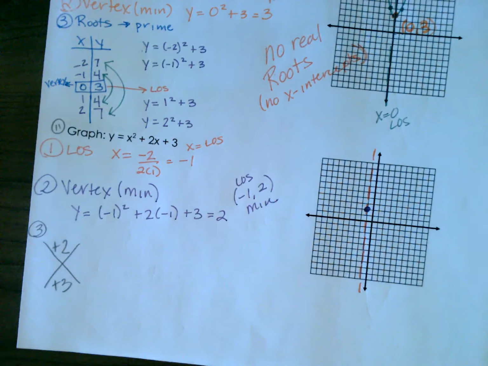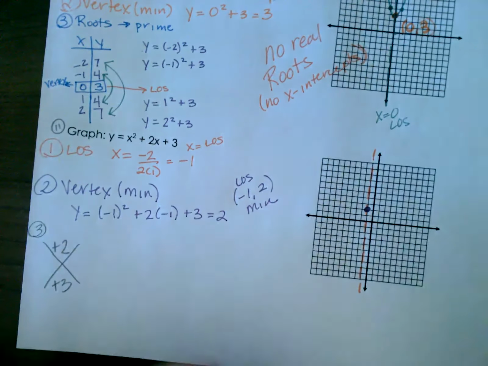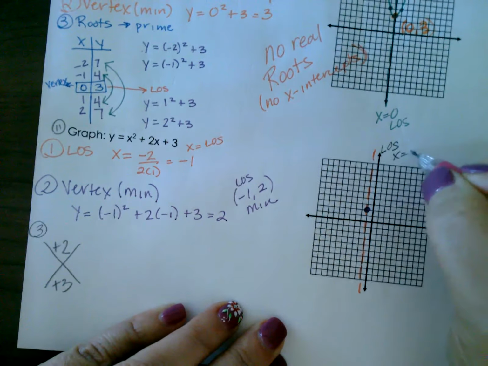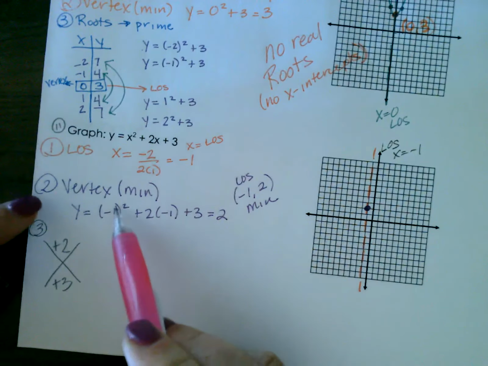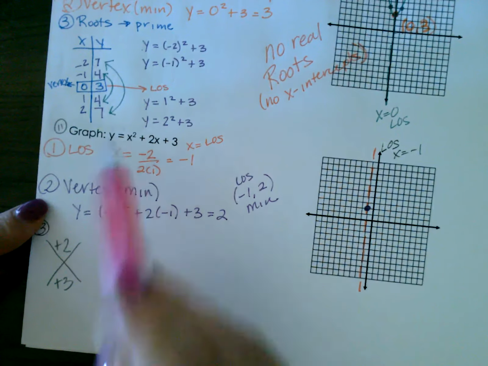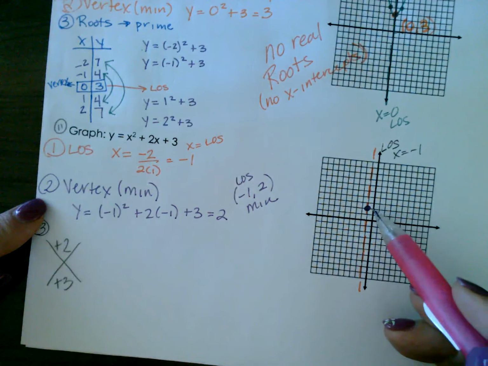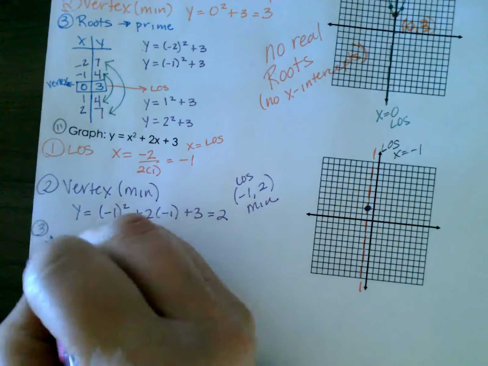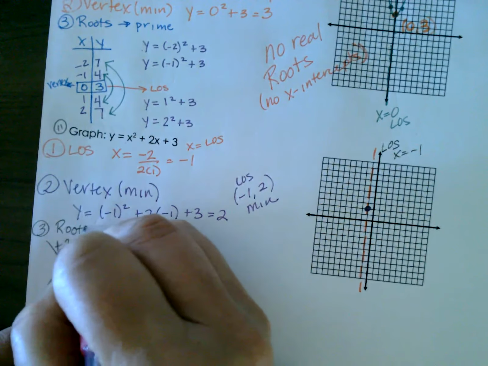All right, I asked you to start this next problem by yourself, so I ended with a line of symmetry of -1. I have a vertex that's a minimum because my A is positive. I have a vertex of -1, 2.